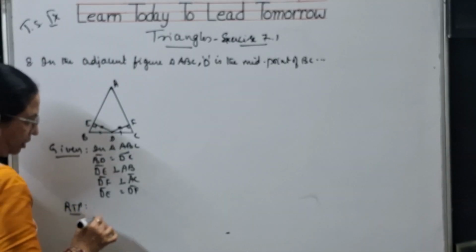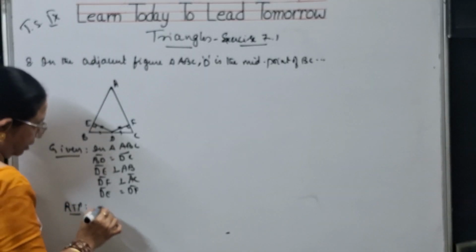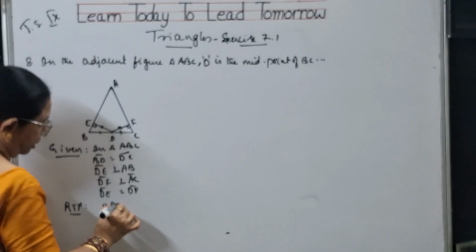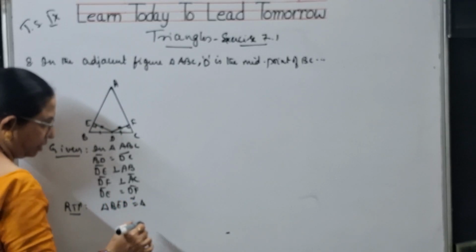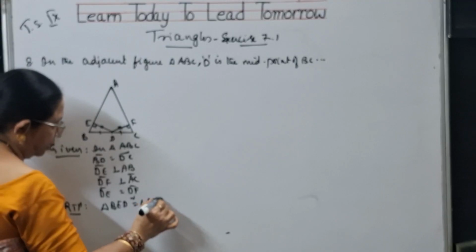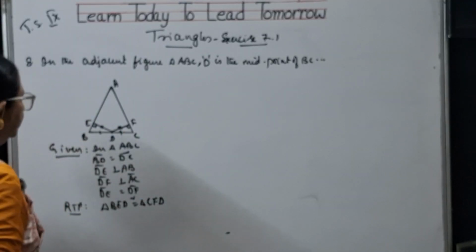Now what is RTP? You need to prove that triangle BED is congruent to triangle CFD. This we have to prove.